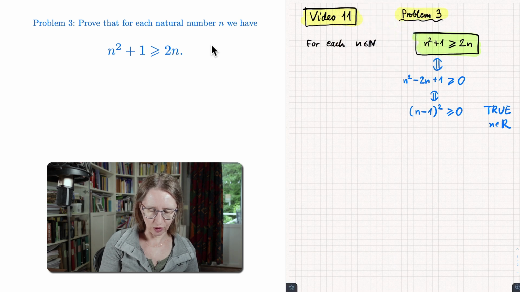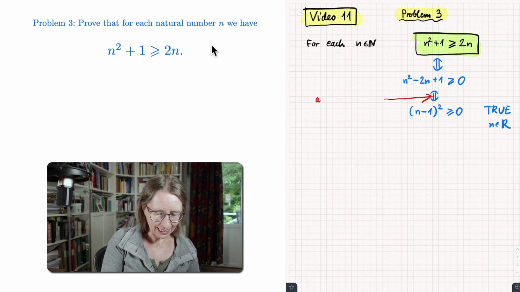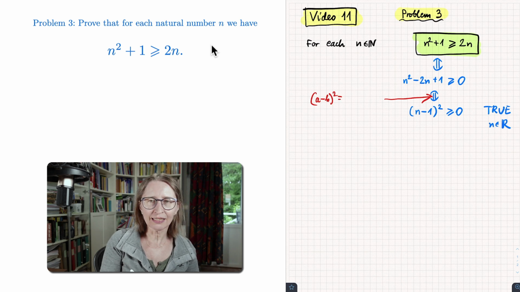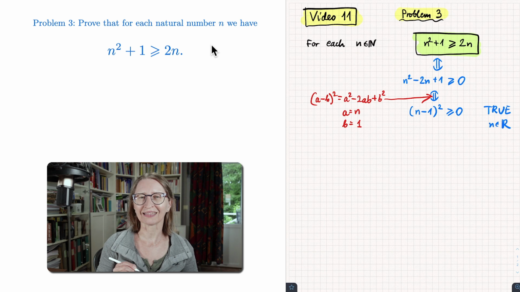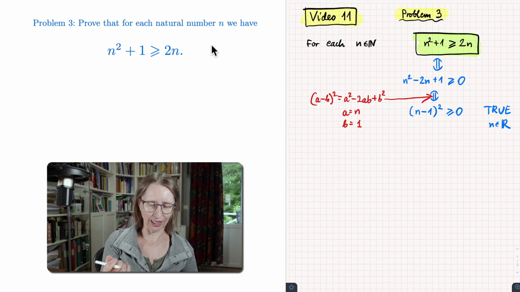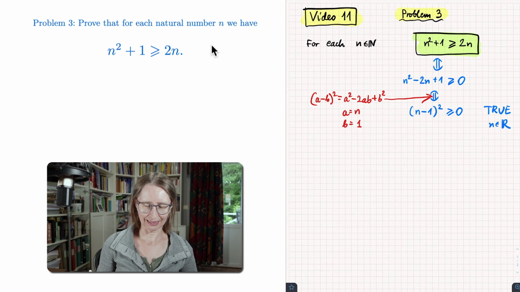But maybe you wonder what has happened here. Well, I applied the formula for the square of a difference. The formula is a minus b all squared is equal to a squared minus 2ab plus b squared, and I applied this formula with a equal to n and b equal to 1. Then you get n minus 1 all squared is equal to the first one squared, n squared, minus double product, minus 2n, and then plus the second one squared. So this is simply always true.